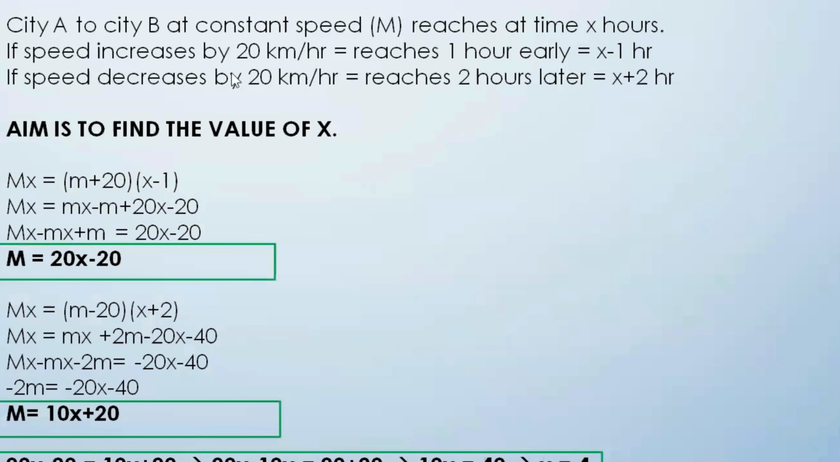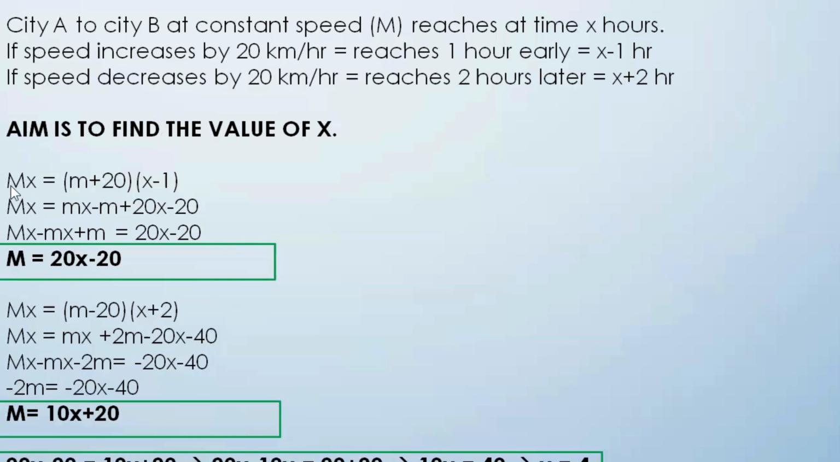Okay, city A to city B at constant speed of m will take x hours. The speed is increased by 20. It will reach 1 hour early. So it is x minus 1 hour is the duration. The speed decreases by 20 km per hour. It reaches 2 hours later, which is x plus 2. So the first three statements here are given in the question. It is always important to put down in the equation form what is given in the question. And our aim is to find the value of x.